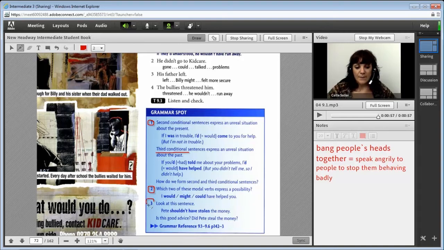And number 3, look at this sentence. Pete shouldn't have stolen the money. My question is, did he steal the money? Yes, he did. Do you think it was a good thing to do? I don't think so. So, is this good advice? It's not advice for the present. It's again about the past. But in this case, it means he did steal the money, but I don't think it was a good thing to do. So that's when I say he shouldn't have stolen the money.